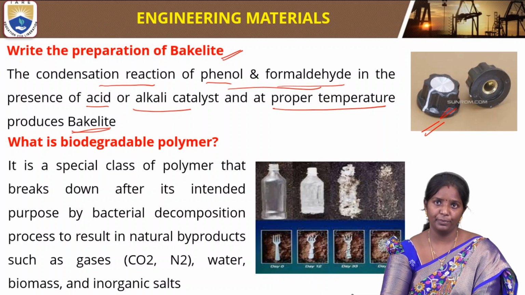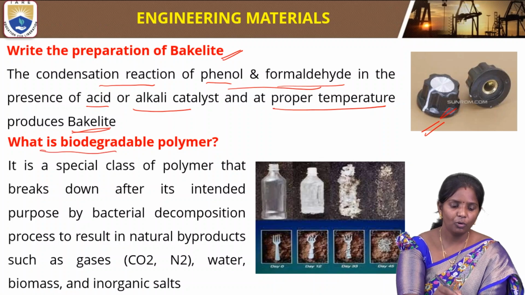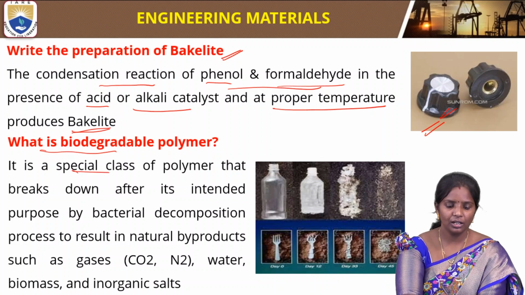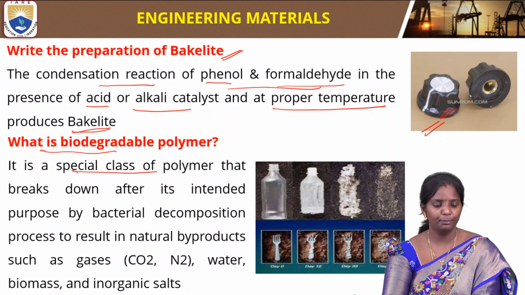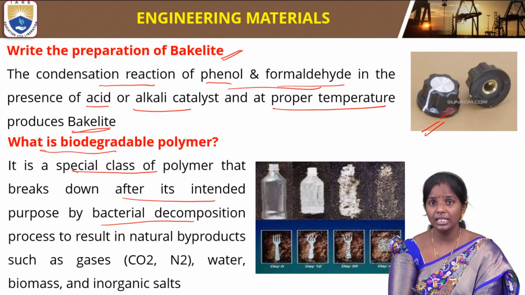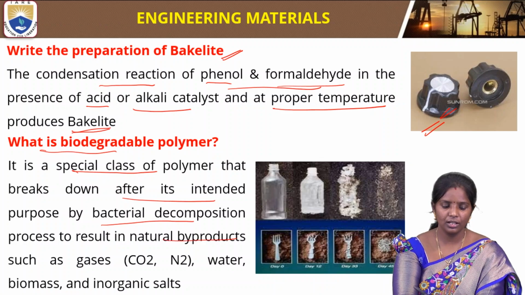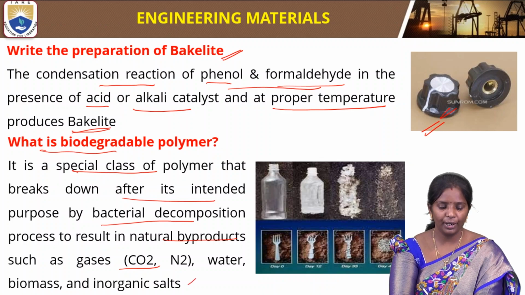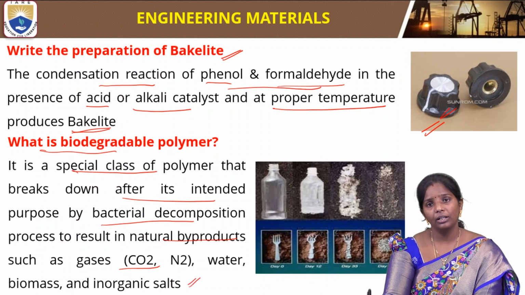Then what is a biodegradable polymer? The name itself indicates degradable. So it degrades biologically after its intended use. It is a special class of polymer that breaks down after its intended purpose by a bacterial decomposition process to result in natural byproducts such as gases, carbon dioxide, nitrogen, water, biogas or inorganic salts.